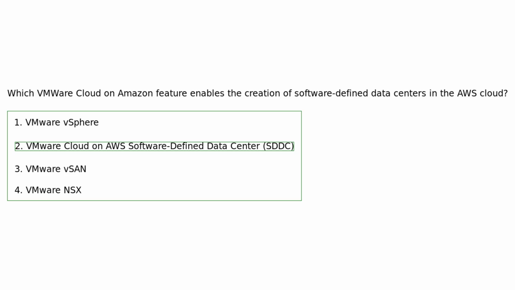VMware Cloud on AWS Software-Defined Data Center allows customers to create and manage software-defined data centers in the AWS cloud, providing a consistent operational model with their on-premises VMware environments.